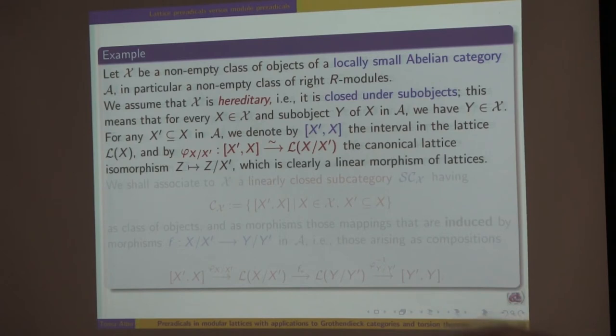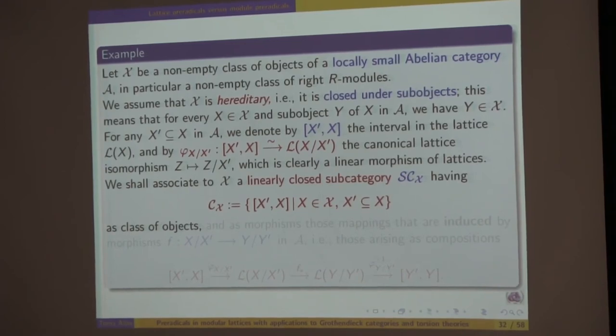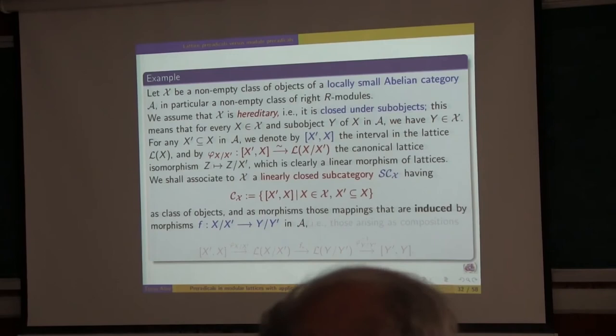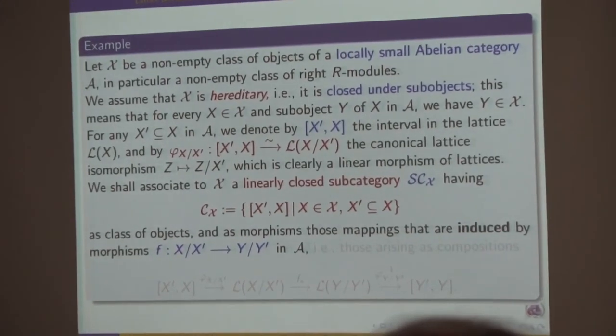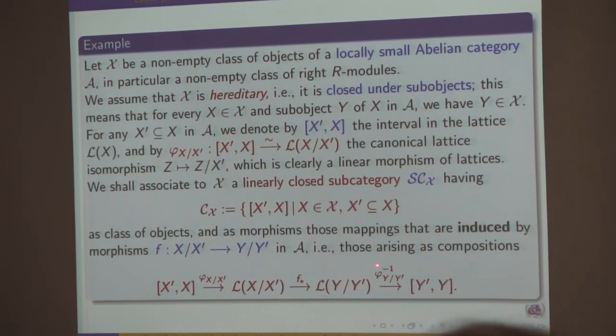which is clearly a linear morphism of lattices, and we shall associate to X a linearly included subcategory, this one, with all the intervals of X, X prime in X. And the morphisms, those mappings, are induced by this morphism. This arises as we have here the isomorphism, we have this canonical map, and we have here the inverse.